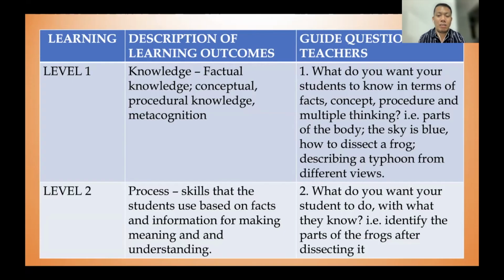So guide question, what do you want your student to do with what they know? So for example, they know now the parts of the body. So what are the things that your student should do in order for them to apply the parts of the body? So for example, identify the parts of the frog after dissecting it.